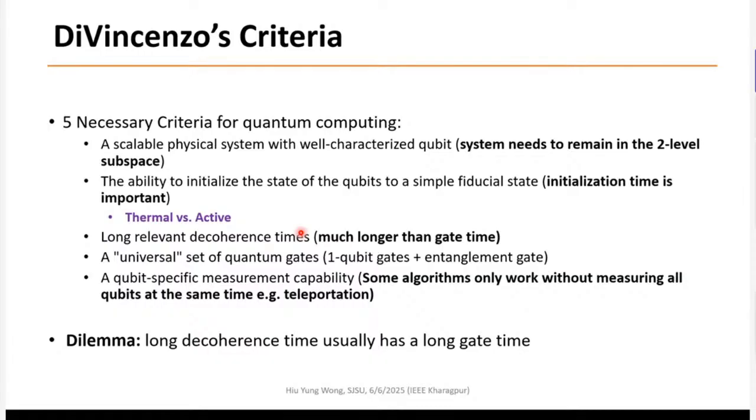This is also important if you have quantum error correction, because if it is not long enough, you will need a lot of resources, or even, based on the threshold theorem, you won't be able to do quantum error correction.